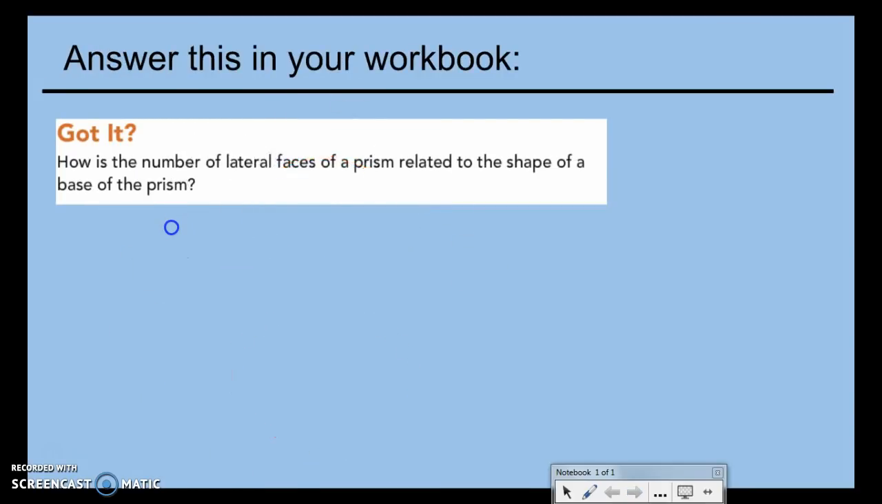Alright, so I want you to think about this question before we move on to the homework. How is the number of lateral faces of a prism related to the shape of the base of a prism? Now let's think about that. How is the number of lateral faces, that's the outside faces, of a prism related to the shape of the base of a prism? I want you to try to answer this question on a sticky note, and when you think you've got it, I want you to share it with a teacher before you get onto digits.